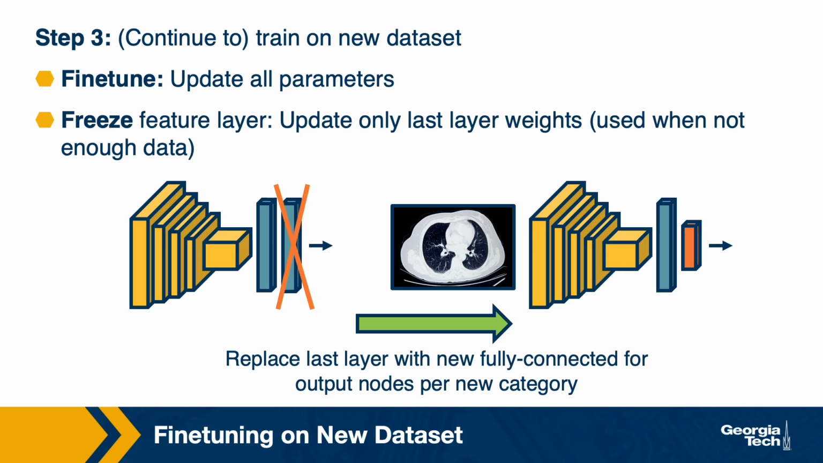Why would you want to do this? This reduces the number of parameters that you need to learn given your new data set. If you only have a small amount of data, then maybe you don't have enough data to fine tune all of the features across all the convolution layers.